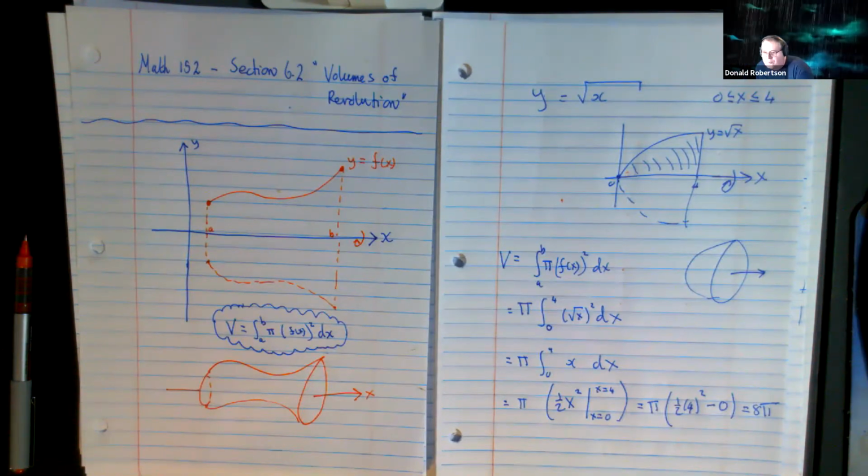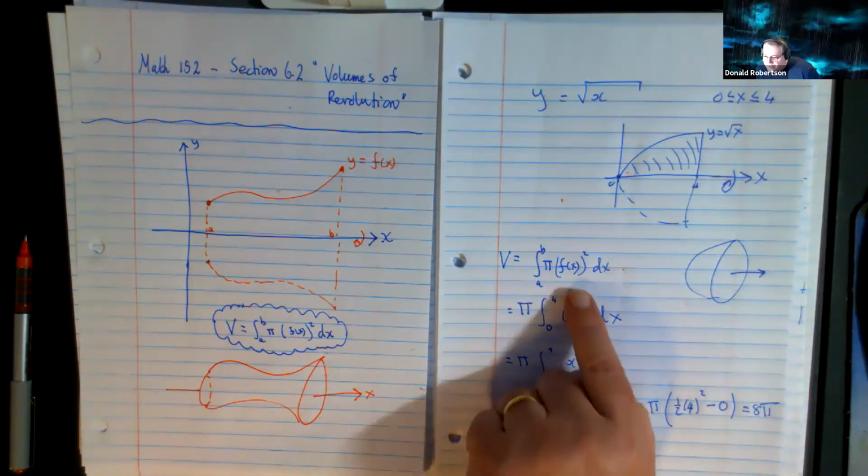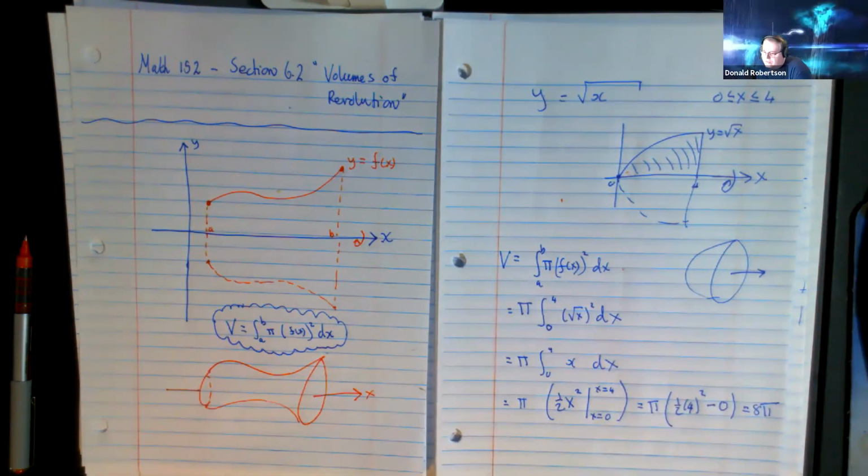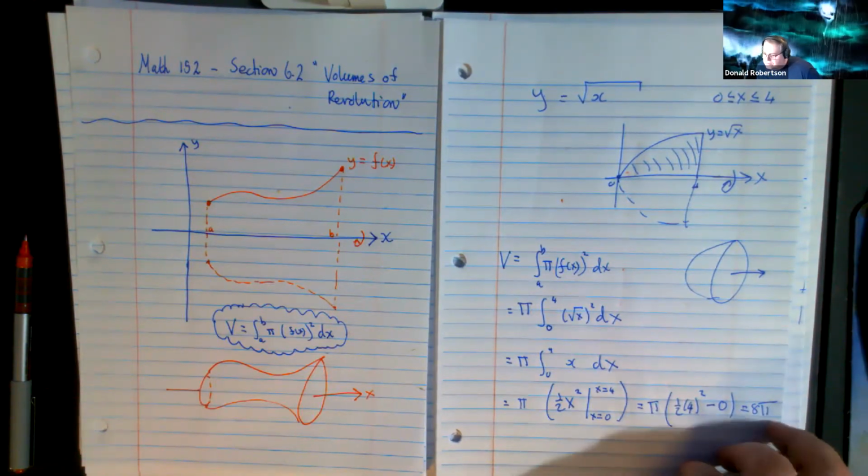Now, that was probably the simplest example of me finding a volume of revolution, but the process is going to be the same even when this f of x starts getting uglier, bigger and messier. So far, so good.